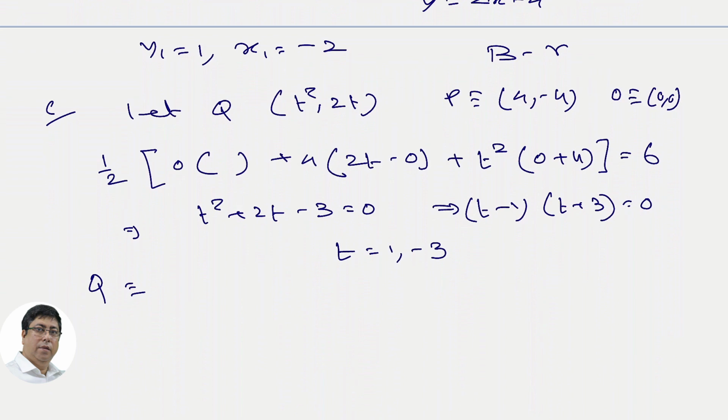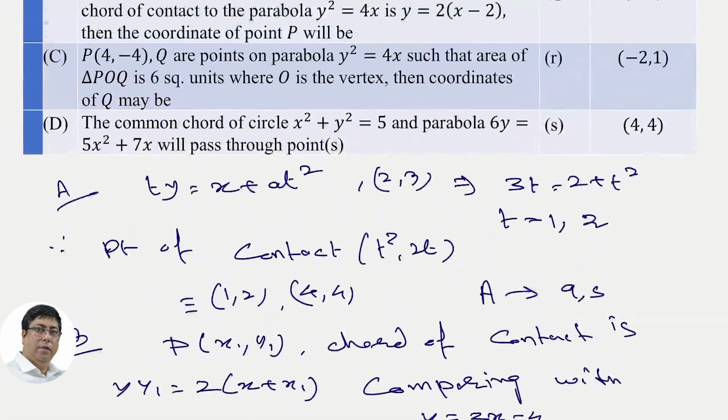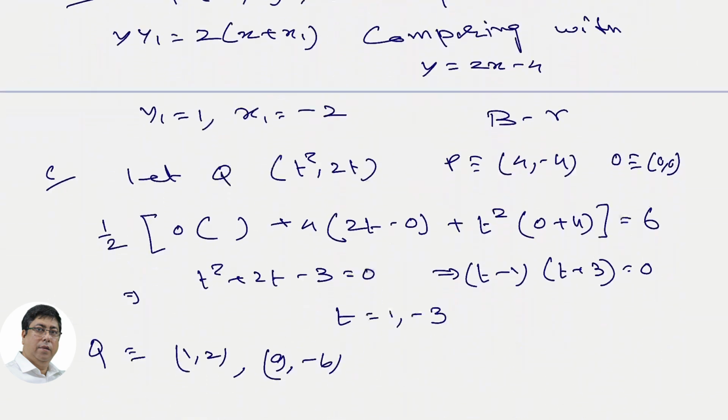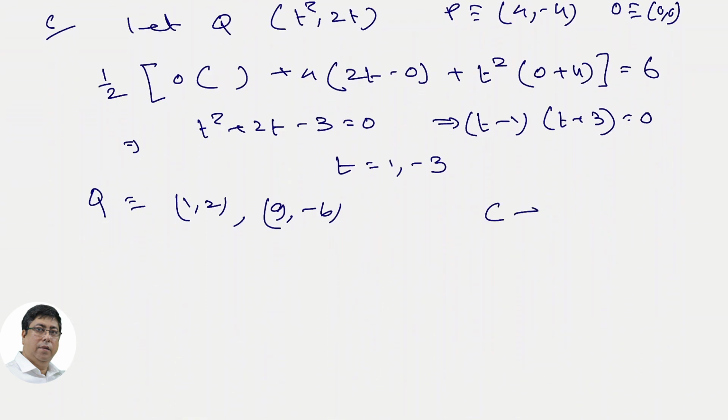Here it is, Q. Q point is (t², 2t). So put t equal to 1 and another t equal to minus 3. Therefore, the Q points are (1, 2) and (9, -6). So is there any point which is satisfying here? (1, 2), (9, -6) means P, Q. So C is related to P, Q.